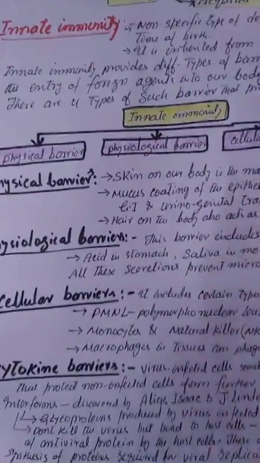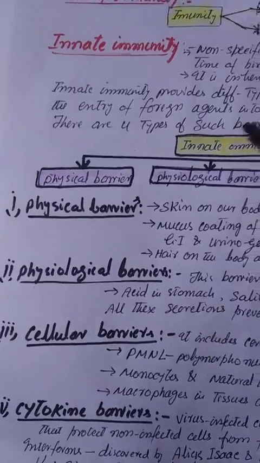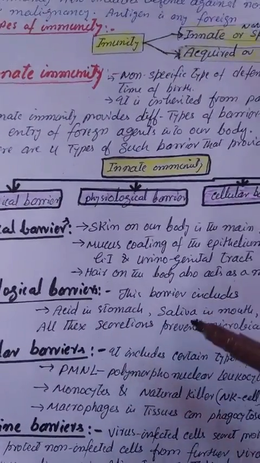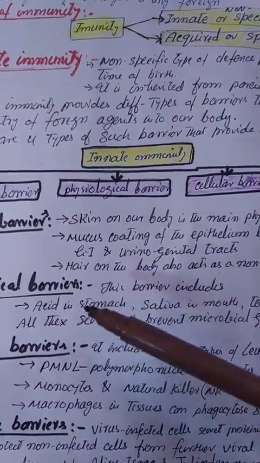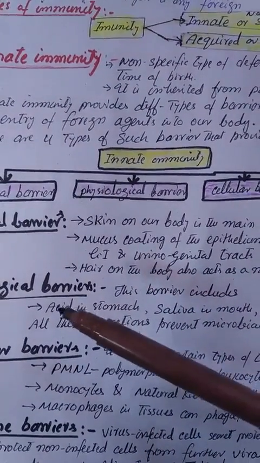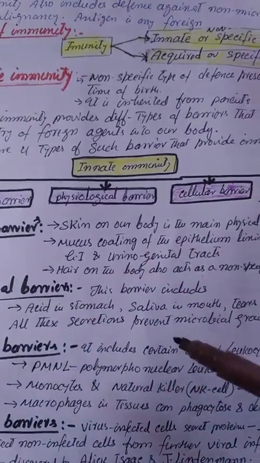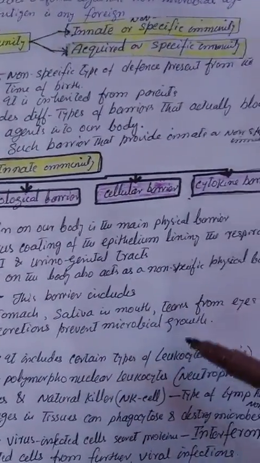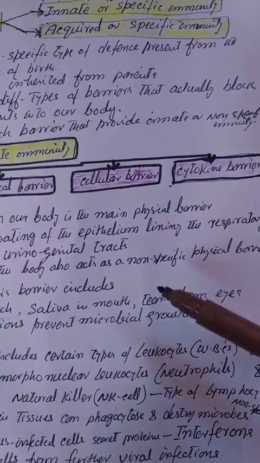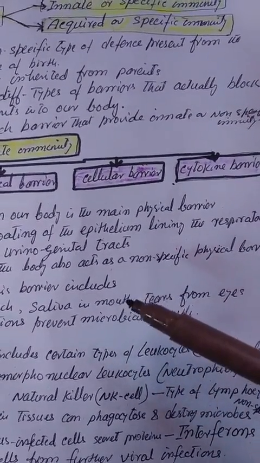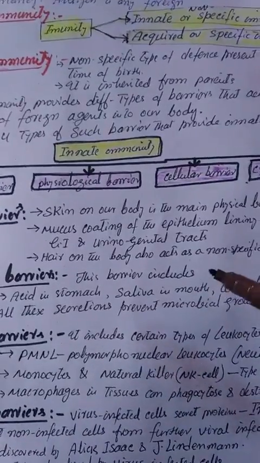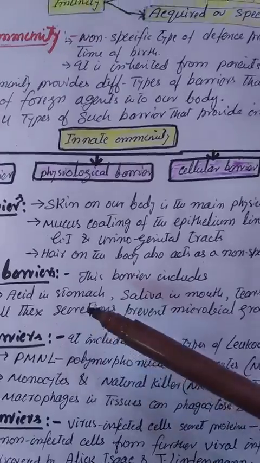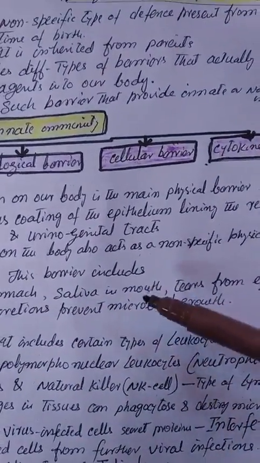Now, the second barrier is known as the physiological barrier. This barrier includes, for example, the secretion of hydrochloric acid in the stomach, saliva in the mouth, and also the tears from the eyes. These tears also contain lysozyme enzymes, which have an antibacterial effect. All these secretions prevent microbial growth non-specifically.